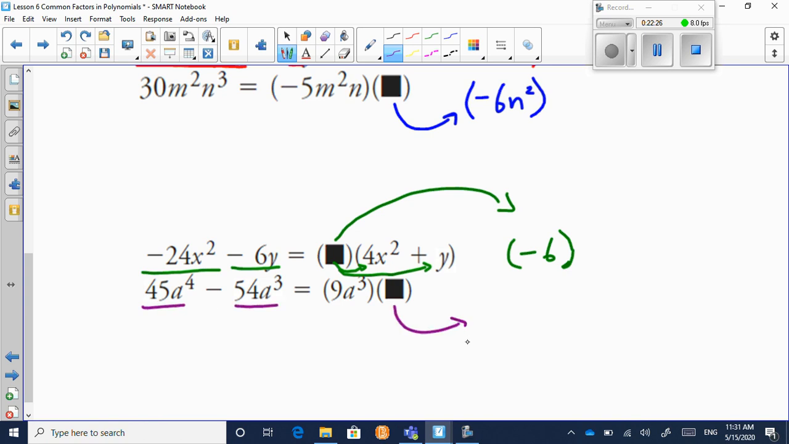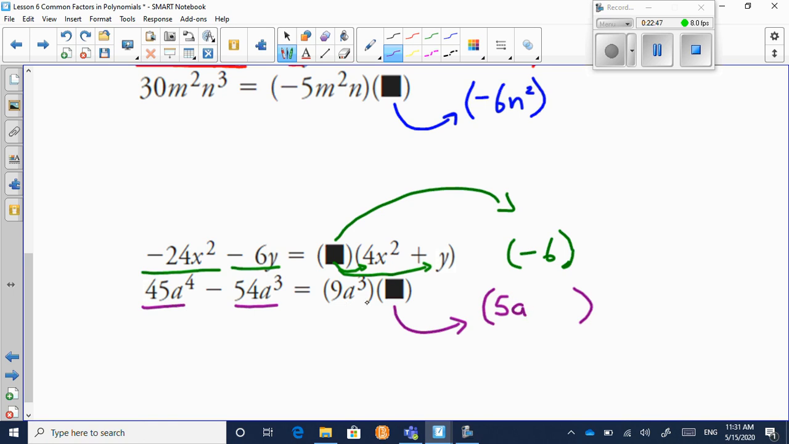So in this case, the box actually is going to have 2 terms in it. Okay, so here we go. 9 times what would give me 45? Well, 9 times 5. And a cubed times what would give me a to the 4th? Oh, just a, because you add the exponents.